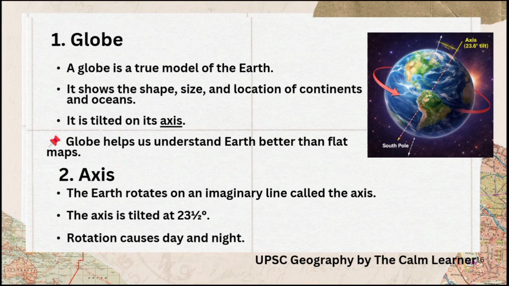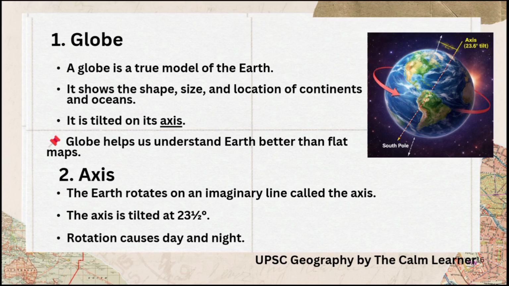Because the Earth itself is spherical, the globe helps us understand global patterns like day and night, climate, and location more accurately. Okay, before we move ahead, there is one very important concept we need to understand, and that is the axis of the Earth. Now, what is the axis? The axis is an imaginary line that passes through the center of the Earth. It joins the North Pole and the South Pole. The Earth rotates around this imaginary line.